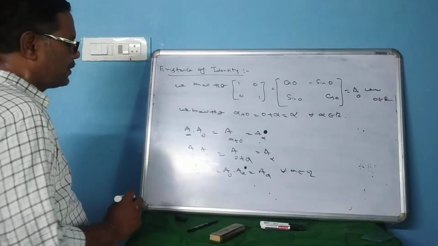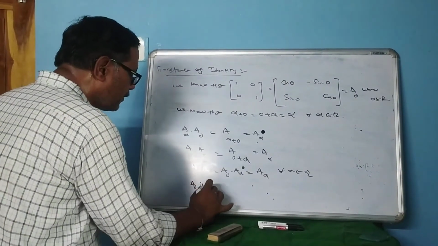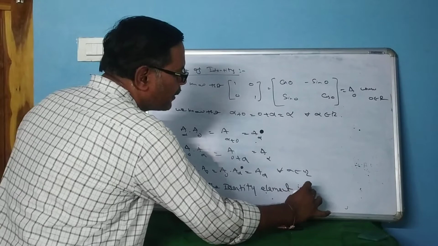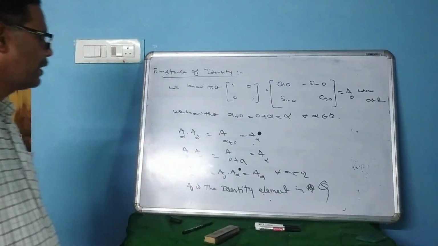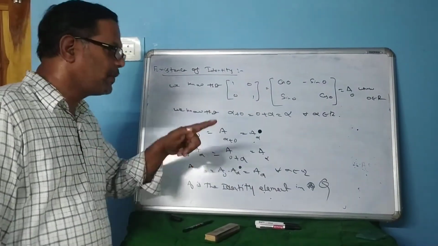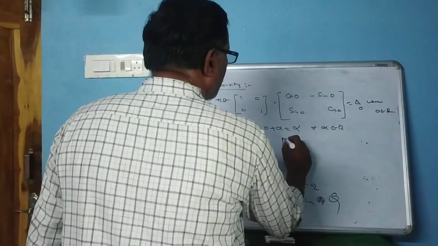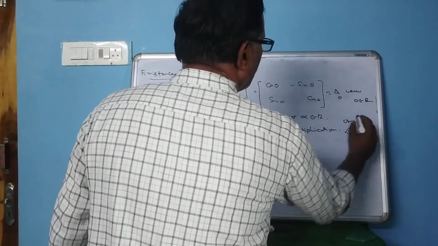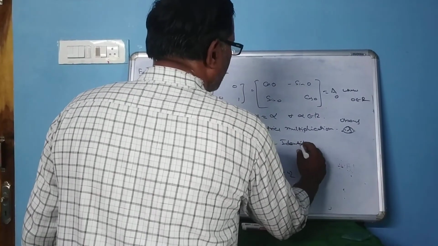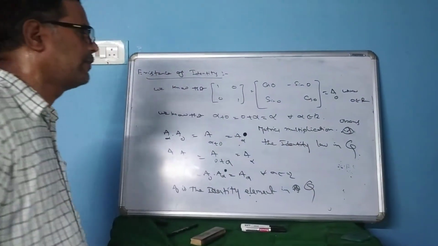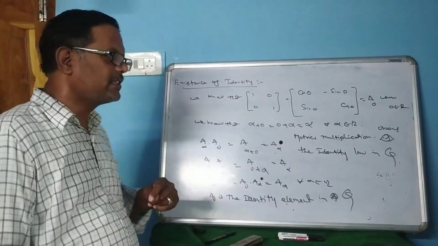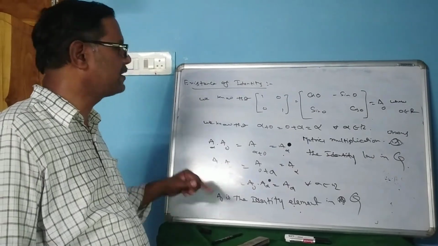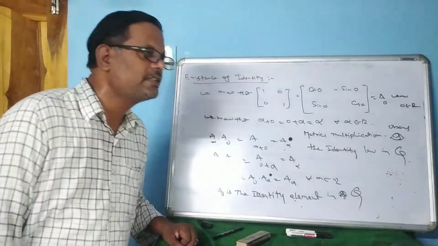Friends, so A alpha into A0 is equal to A0 into A alpha is equal to A alpha for all alpha belongs to R. So that A0 is the identity element in G. Therefore matrix multiplication obeys the identity law in G. Therefore, friends, G is a monoid. We have seen the identity element exists, that is A0. With this property, with this postulate, we can say G is a monoid.